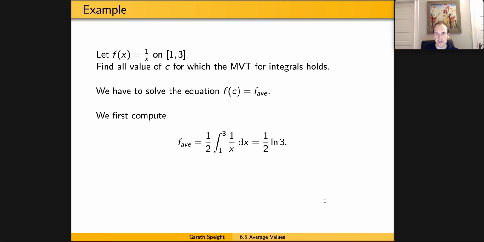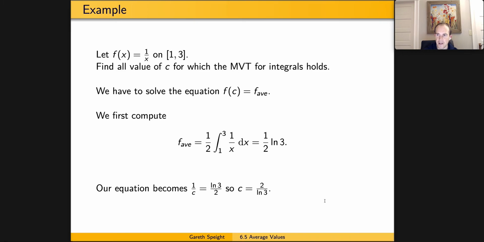And now we want to go back to solving our equation. So f of c equals the average value, so it equals a half ln 3. And f of c here, f of x is 1 over x, so f of c is 1 over c. So we're solving 1 over c equals a half ln 3, or ln 3 divided by 2. Then if we multiply and rearrange, that becomes c equals 2 divided by ln 3. Okay, so we find our value of c, which satisfies the mean value theorem for integrals.